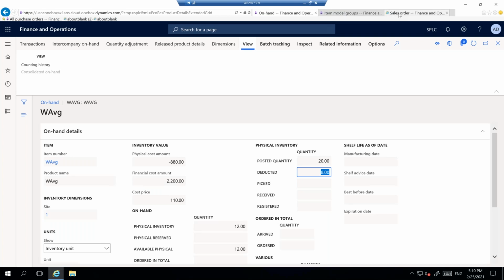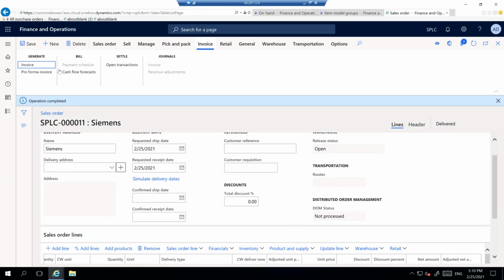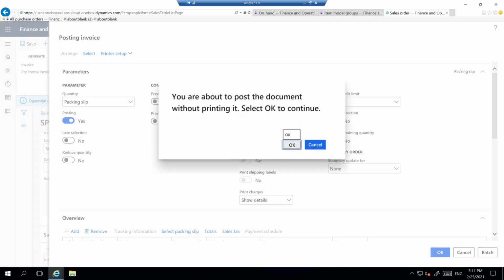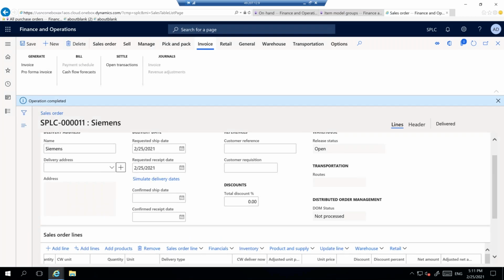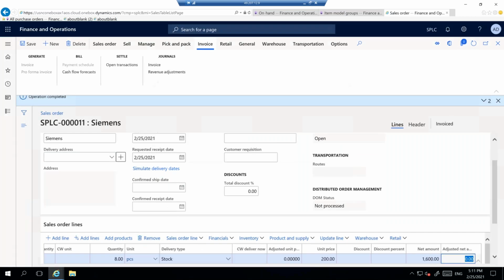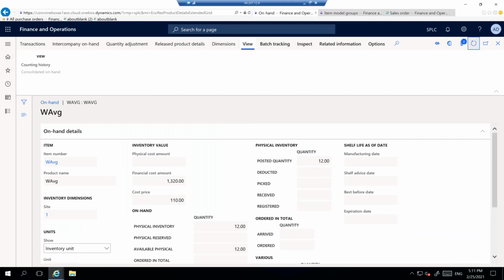Now I will do invoice. So I'm doing invoice. Click OK. Okay. Now if you verify on hand inventory, if you refresh, then it became 1320. 1320, it is 110 cost price. So remaining quantity 12.